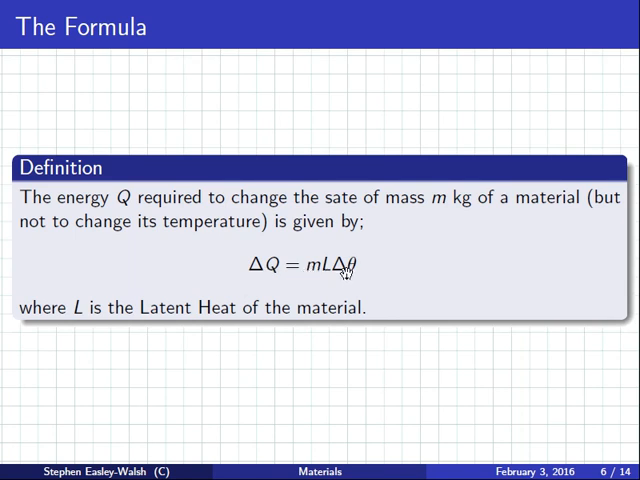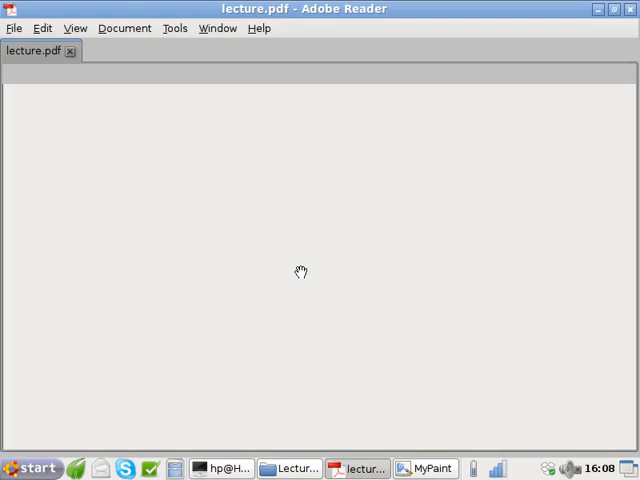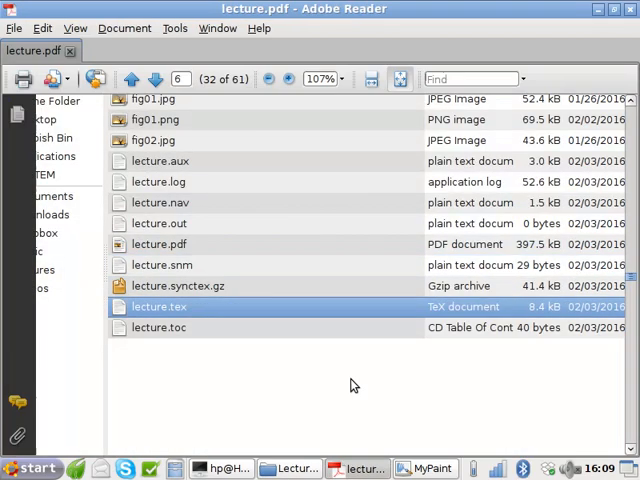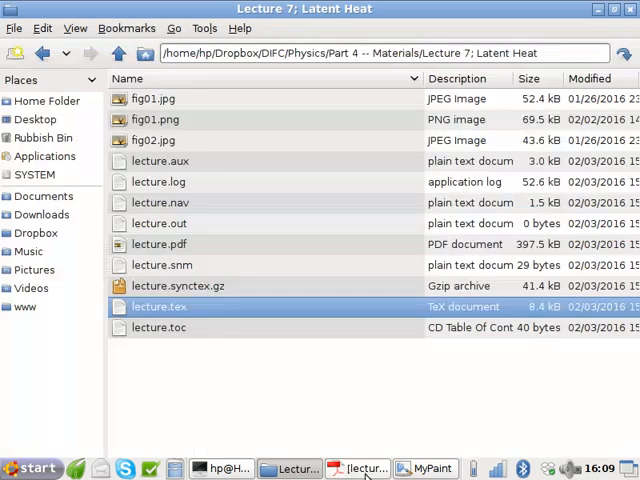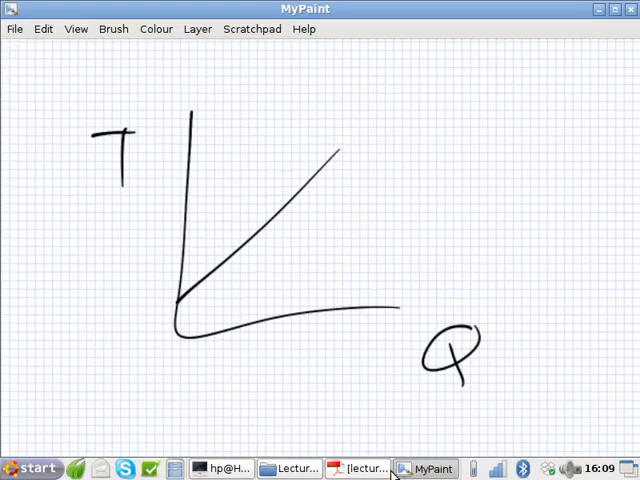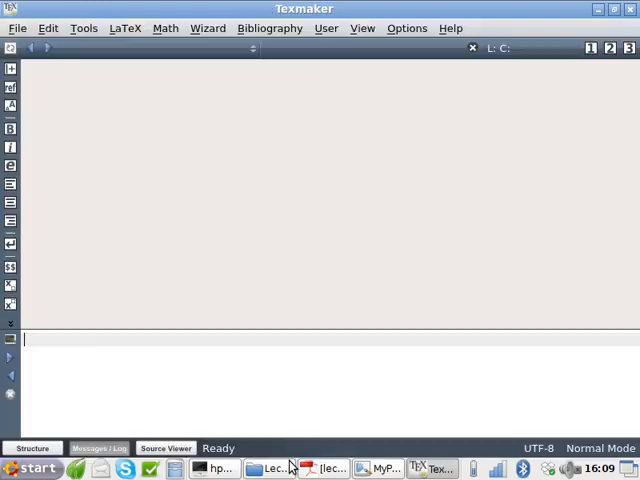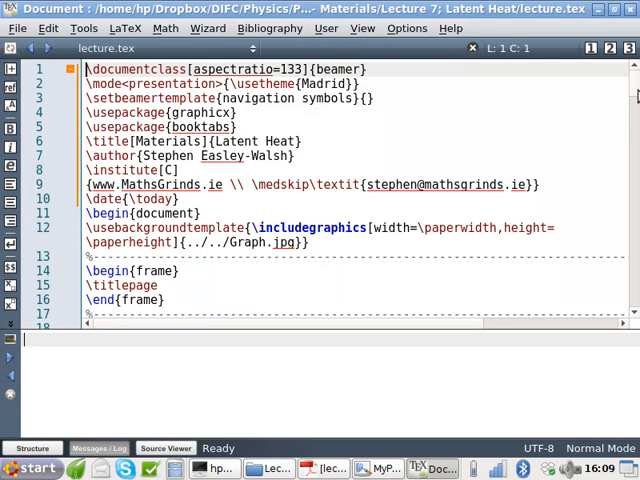Oh, Stephen, why did you write delta theta there? There's no delta, it's just ML, because there's no change in temperature. Exactly. ML, just ML. Mass multiplied by latent heat. I'll fix it right now.